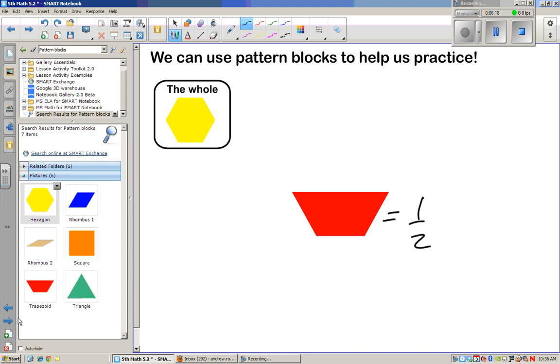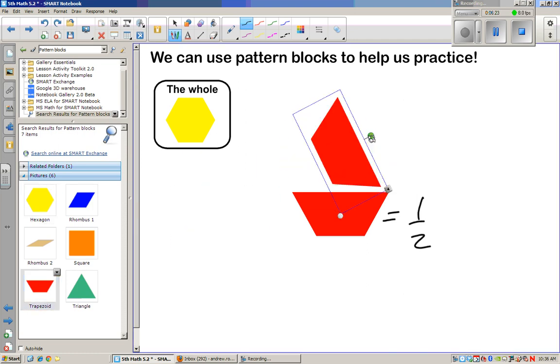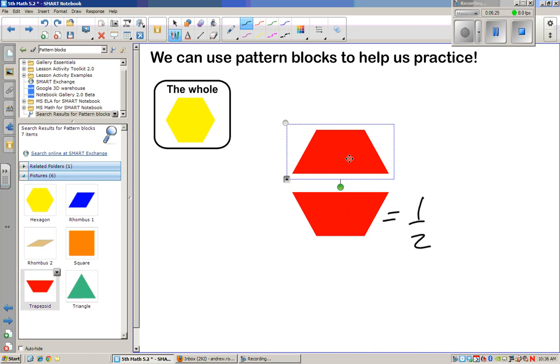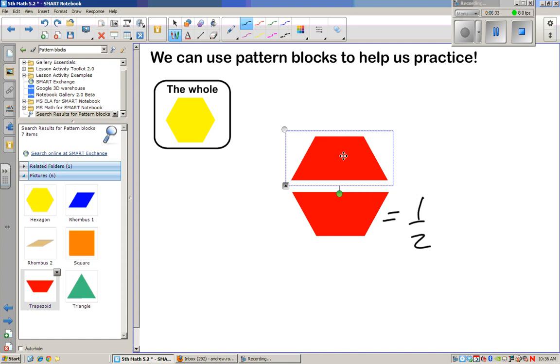And I can show you that by putting another trapezoid out here. And I'll spin it. If I put them together, I get a hexagon. So this is also 1/2. So if I have 1/2 and 1/2, I put them together and I get 2 halves, or I get just one whole.